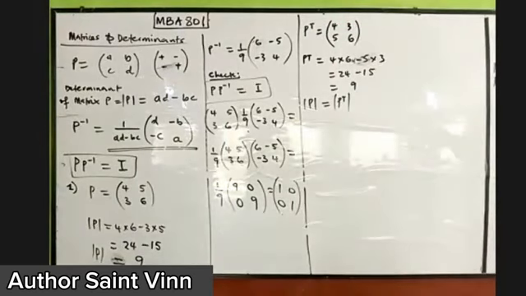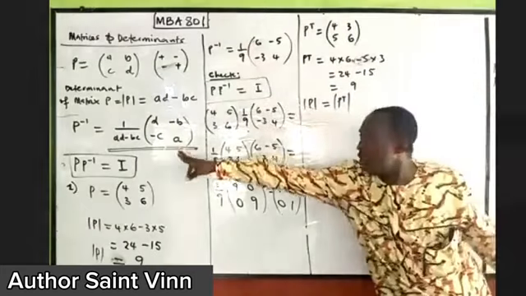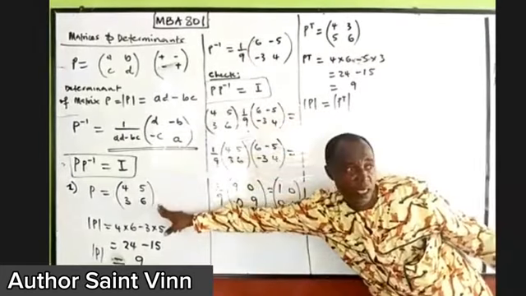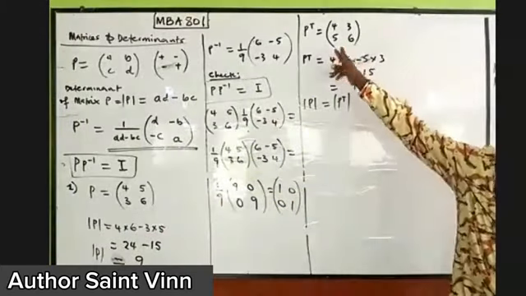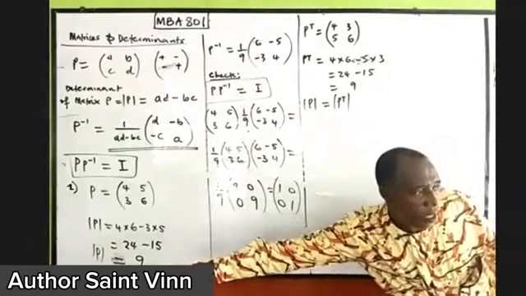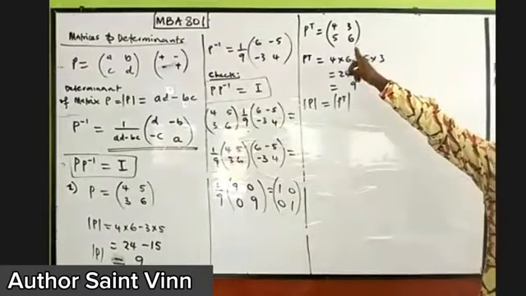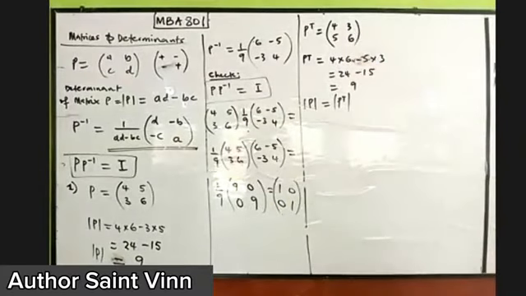When you take P transpose, the transposition of the original matrix, you find the determinant of P and the determinant of P transpose, and the result is the same. That's what I just put for you on the board. Every matrix and its transpose always have equal determinants. They cannot change.